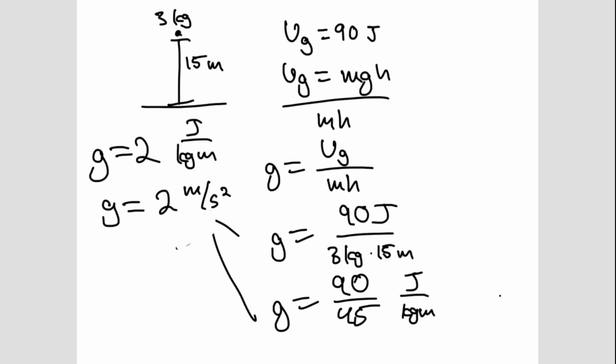It's a little in the way. Hold on. There we go. That's a little better. g is equal to 2 meters per second squared.